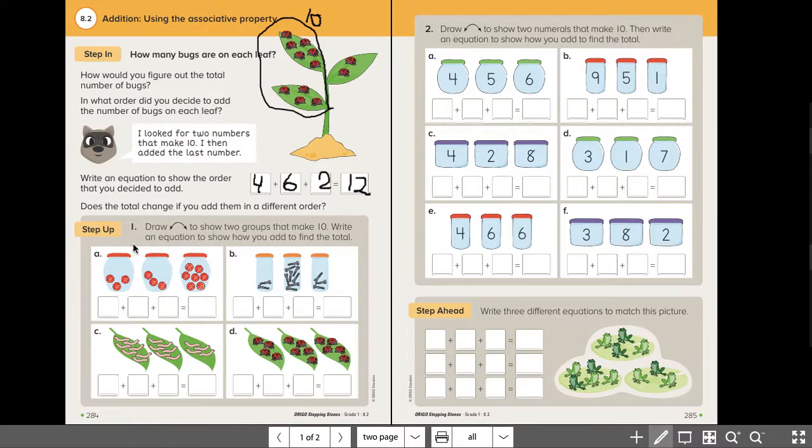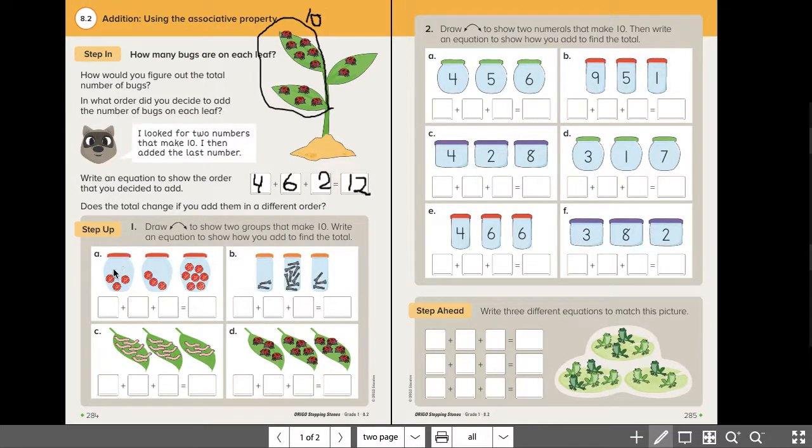All right. Okay. So down here, I'm going to do these 2, and then your assignment is to do these 2, and then I'll do these, and you do these, and then you try to come up with your own. All right, so here we go. Draw arrows to show 2 groups that make 10. Write an equation to show how you add to find the total. So I have 3, 3, and 1, 2, 3, 4, 5, 6, 7. So I know 3 is going to have to be one of them.